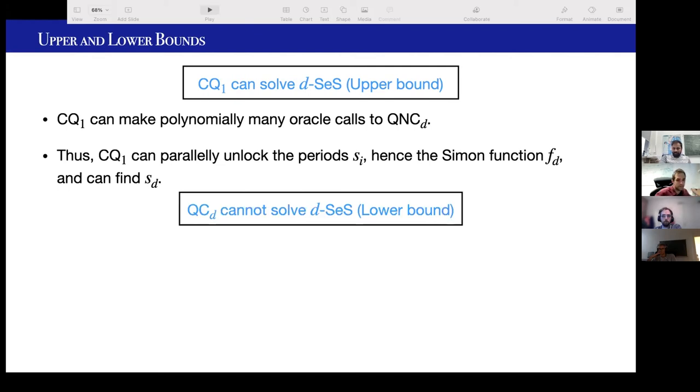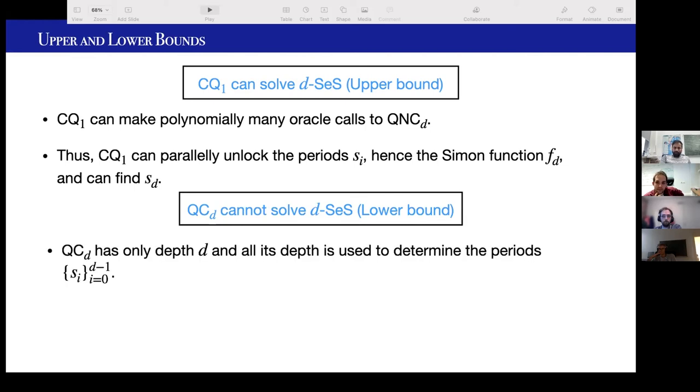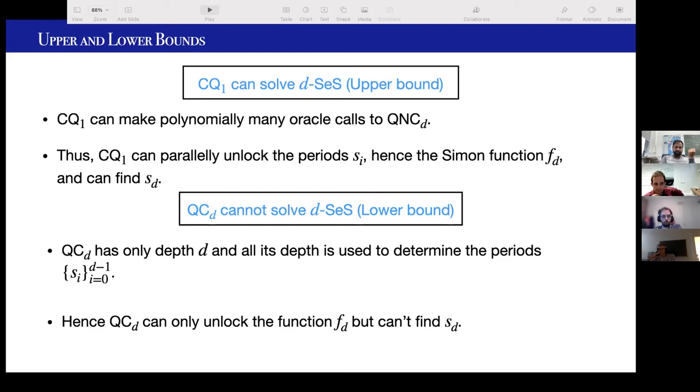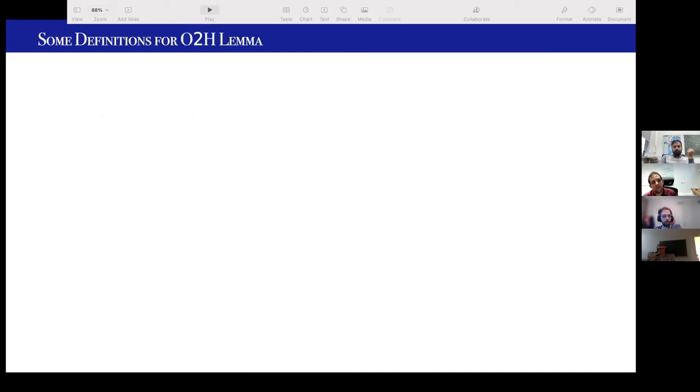But why QNC^0 cannot solve it is a bit difficult, but it's still easier than the second problem. Like I said before, this is still intuition: QNC^0 has only depth D, and all its depth is used to determine the periods from 0 to D minus 1. So it doesn't have any depth left to compute the period of the last function. It can just know what the function is, but cannot find the period. And the proof is based on what is called the O2H lemma. But like other things, I also need to define more language to define the O2H lemma.